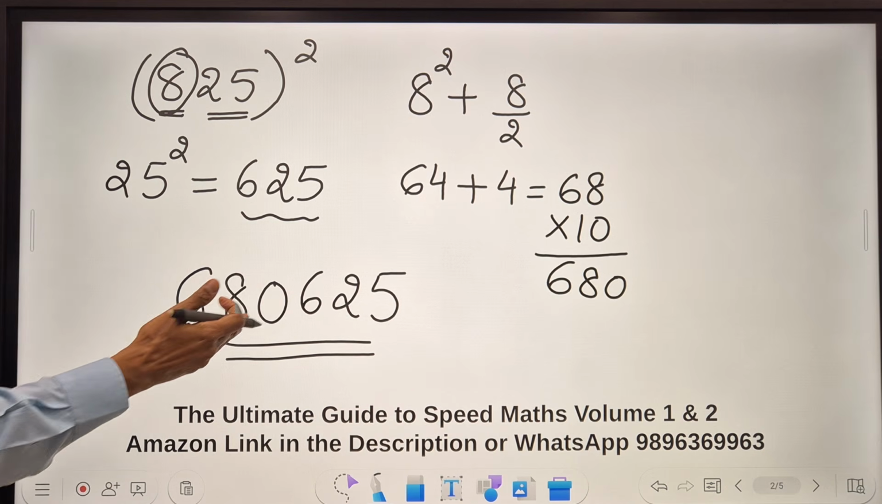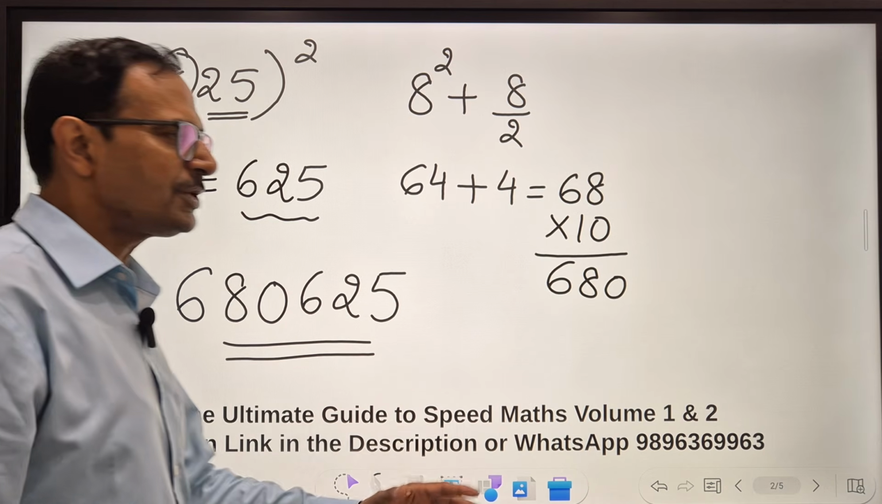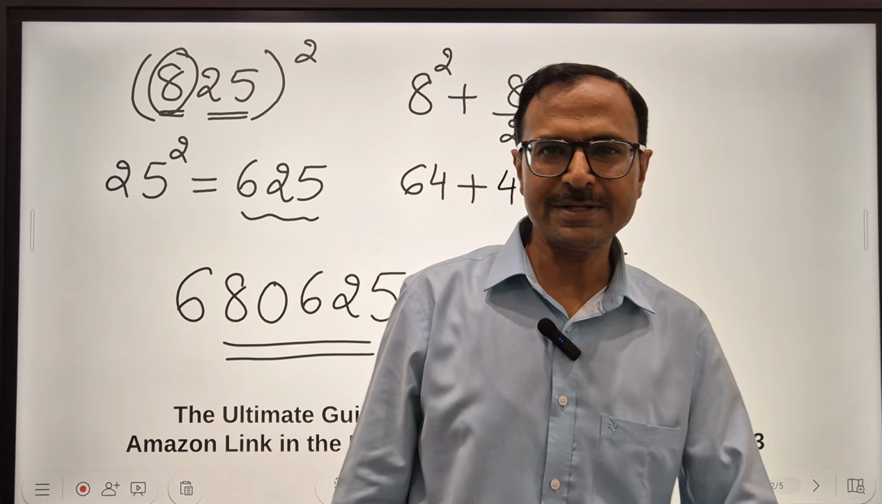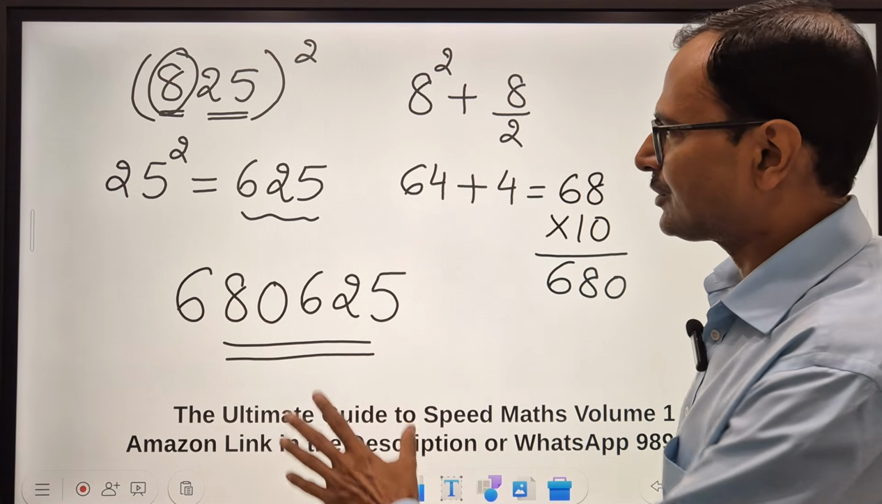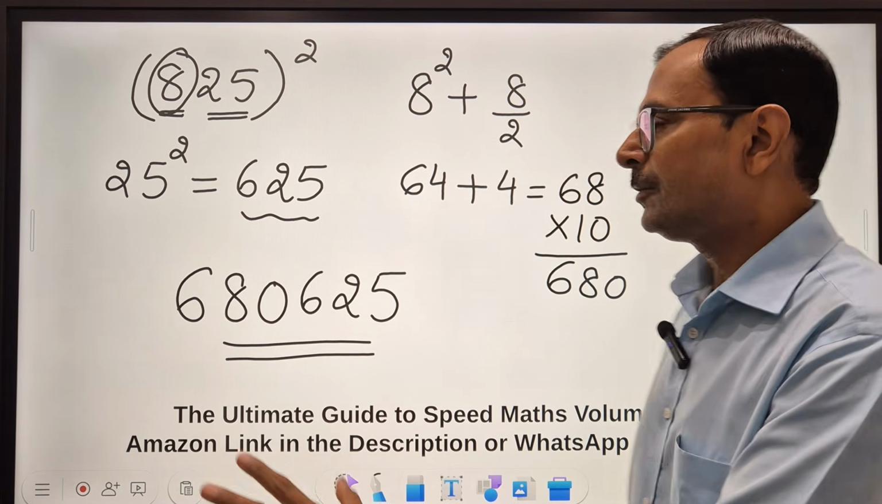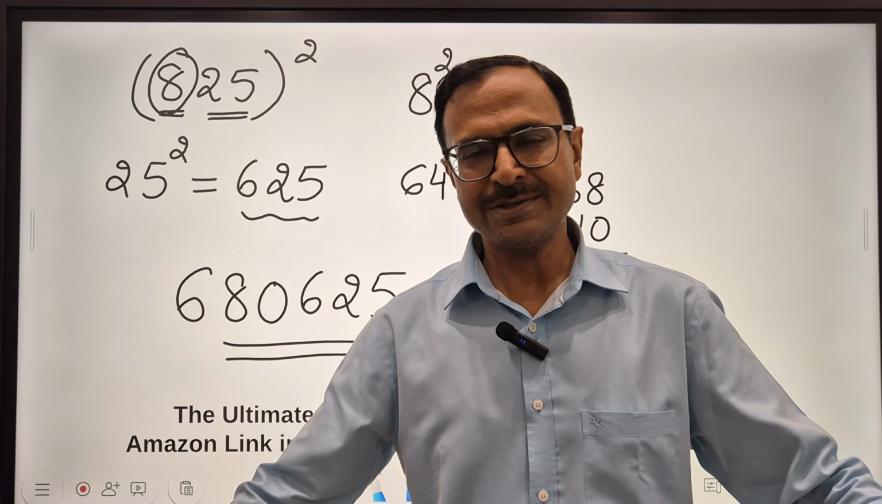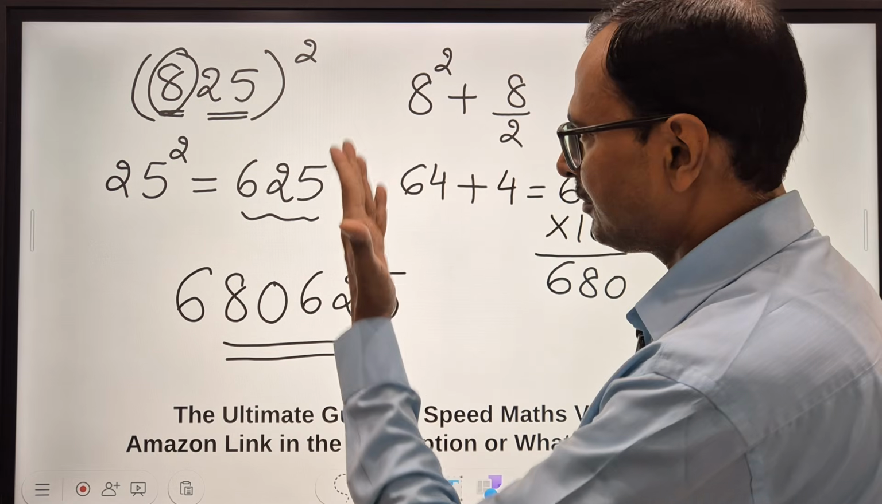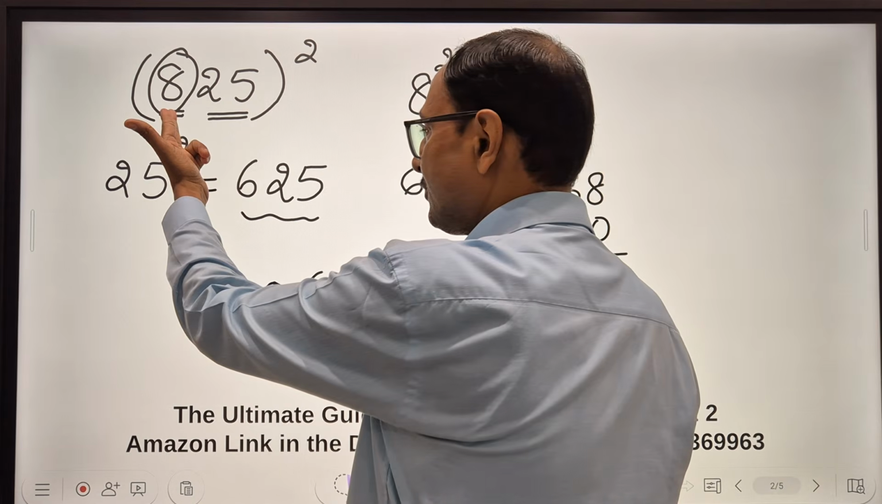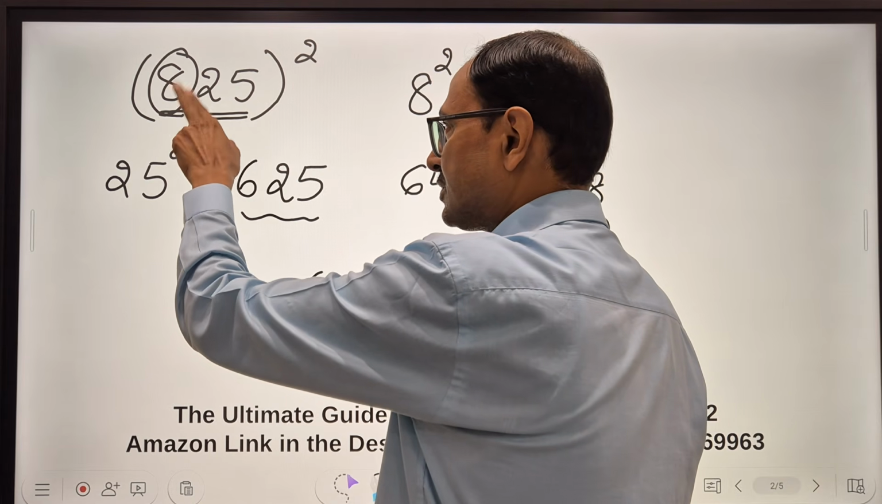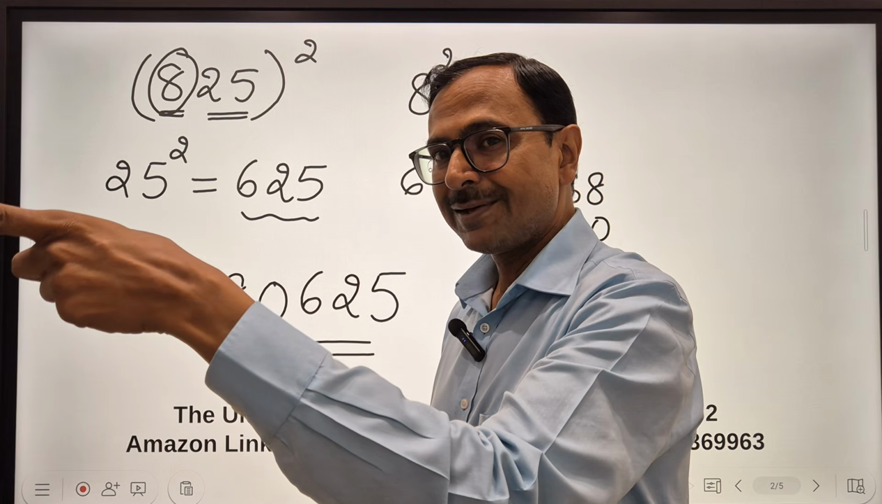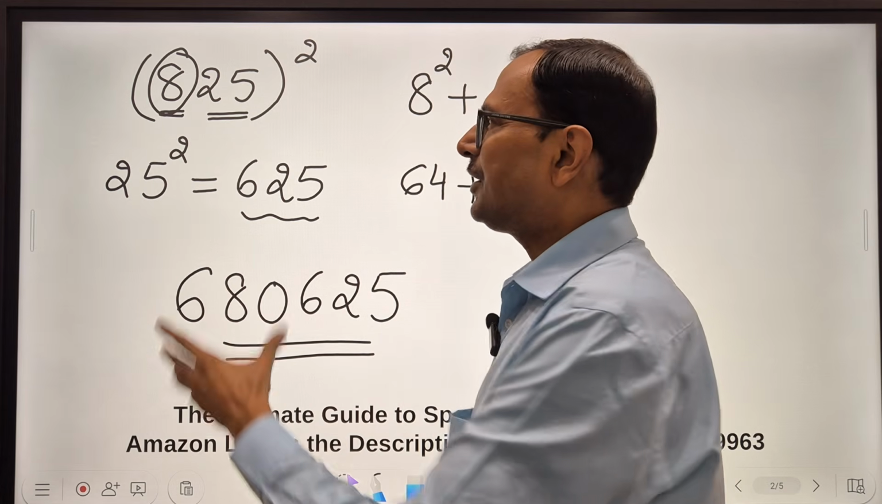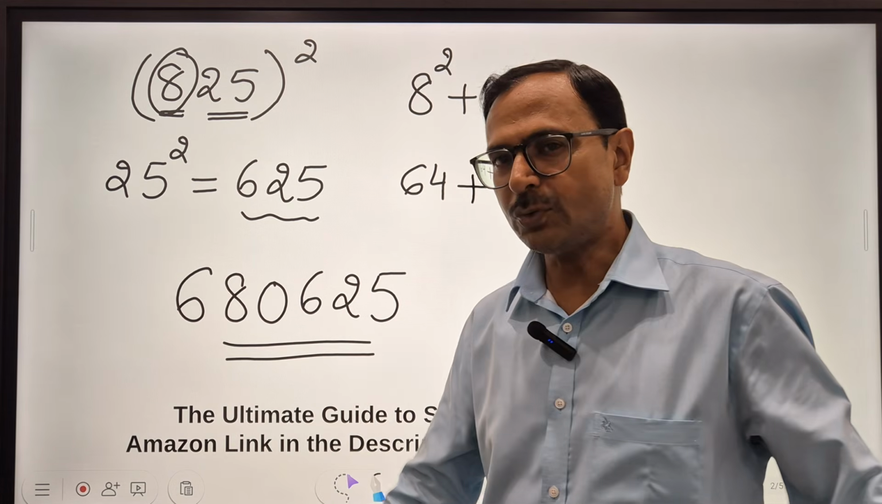Now pick up the calculators and check, and let me know how much time you are going to take to square numbers ending in 25. I tell you, you can actually do this without pen and paper, no calculations, nothing. Watch the number and tell the answer, because 8 square is 64 plus half of 8 is 4. 64 plus 4, 68. Put a 0. Got it? 680, and always it ends with 625.